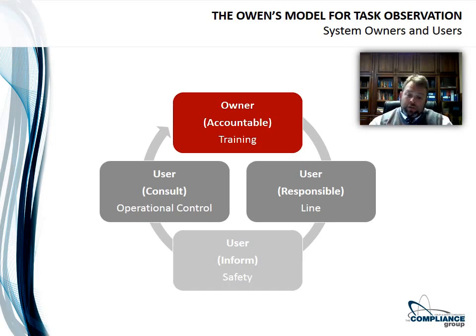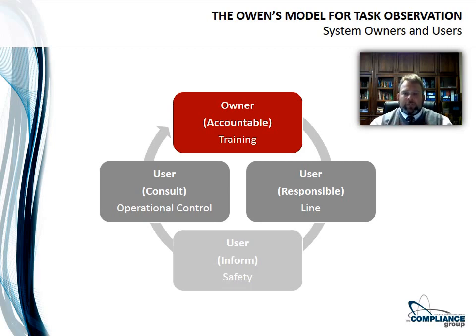The user is line management. Line management uses this process. Safety doesn't use this process. Line management uses the task observation process for one of two reasons: to check the competence of the employee or the practicality of the procedure or the task process.